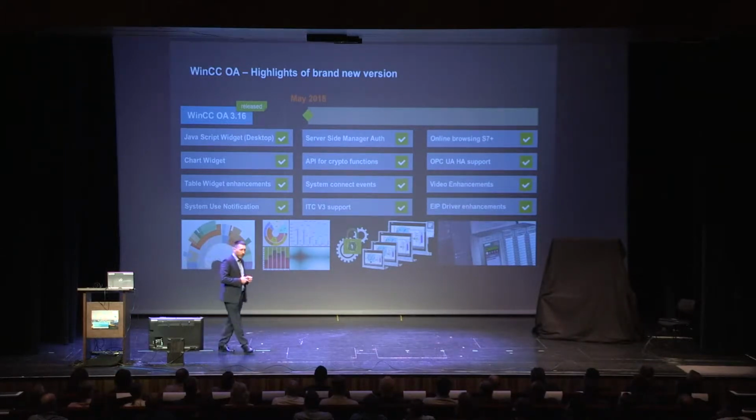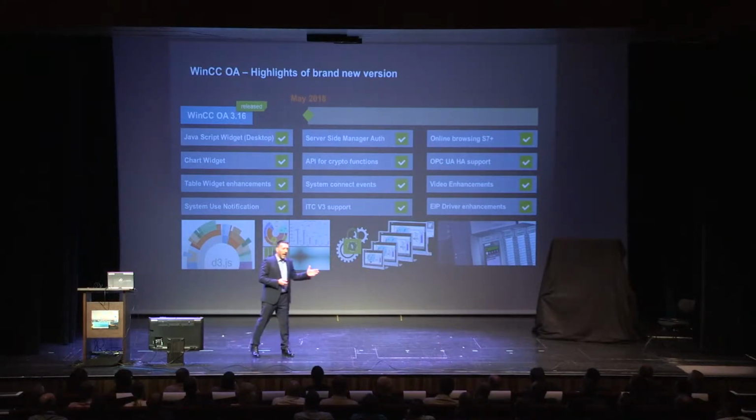Regarding the chart widget, my personal favorite is the heat map, because it gives you the possibility to show, especially in terms of environmental displays, in which regions, for example, alarms or problems appear more often than in others.